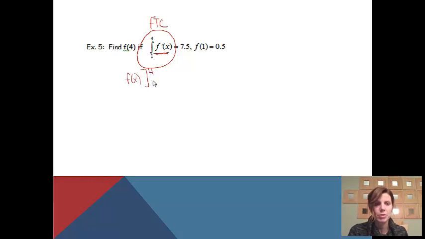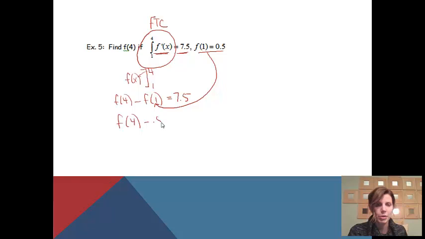The next thing that we always do is evaluate it at 4 and then at 1. If I plug 4 in for the x, I get f of 4 minus, and when we plug in 1, I get f of 1. That's really what we've been doing already. They told me this answer equals 7.5, and they also told me that f of 1 is equal to 0.5. So we now have f of 4 minus 0.5 is equal to 7.5.